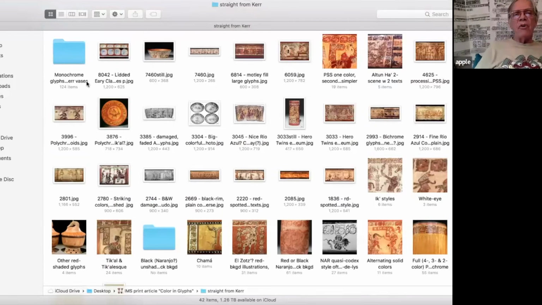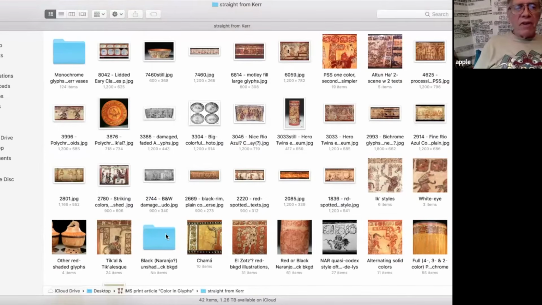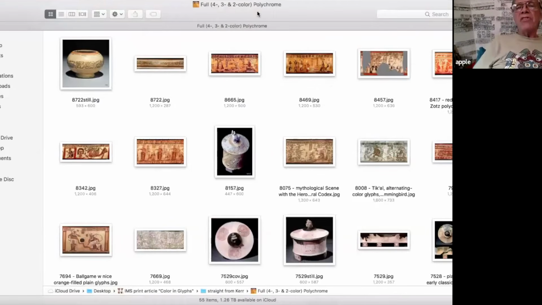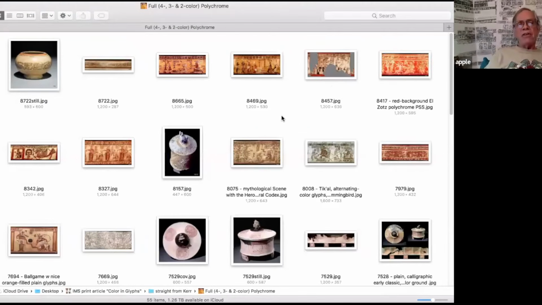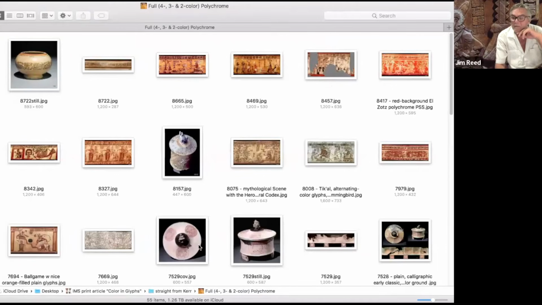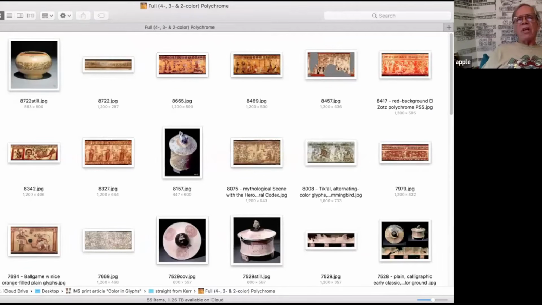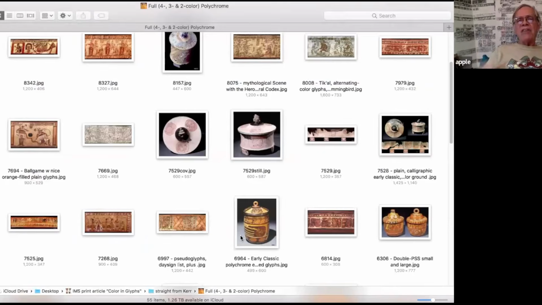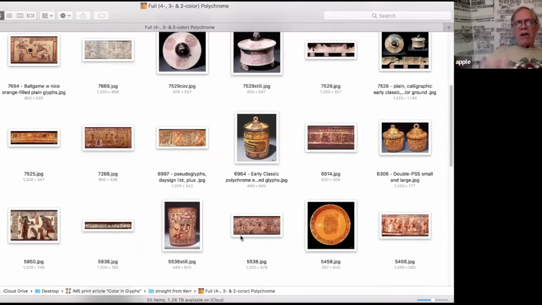So these are all the folders of various vessels. I have 124 vases with monochrome texts, but the ones that are polychrome, I'll show you the polychrome folder if I can. Here it is. Now are you seeing the inside of a folder here? Yes. Okay. So every one of these glyphs has some color on it besides the glyph itself and the background.